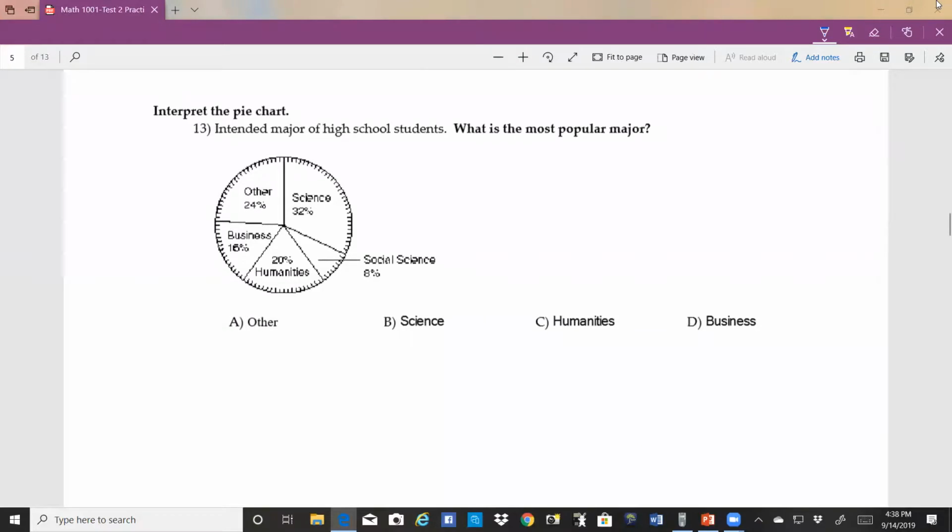One of the things we're going to be doing is being able to interpret charts and graphs and glean data from them. Here is a pie chart of the intended major of high school students. What is the most popular major? Well, you should just be able to look at this, and in this particular case, it's obvious which is the biggest piece of the pie here, and it would be science, 32%.